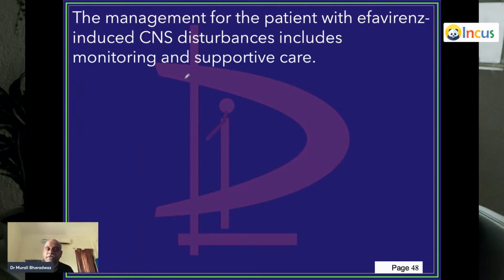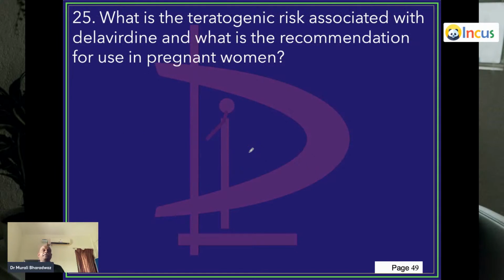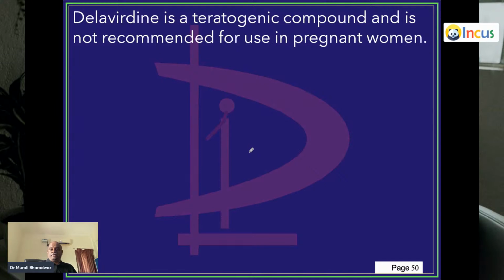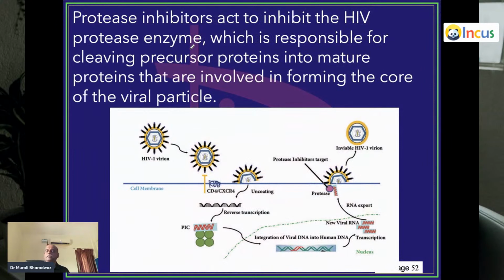Efavirenz-induced CNS disturbance is mainly vivid dreams. That's the reason you need to give supportive care. There is a tendency for suicidal tendency with efavirenz. So the teratogenic risk of delavirdine is very high. That's the reason it is not recommended for use in pregnant women. What is the mechanism of action of protease inhibitors?